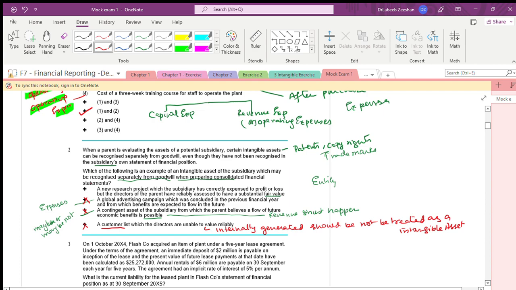A new research project which the subsidiary has correctly expensed to the profit and loss account. But the directors have reliably assessed that it has some value. It has some substantially fair value. Intangible assets should have substantially fair value as such. Okay, point number A.